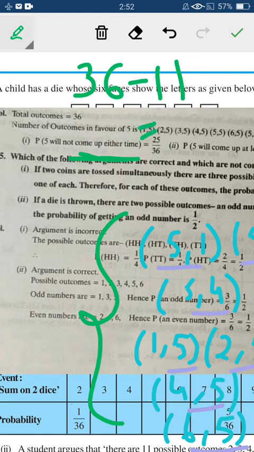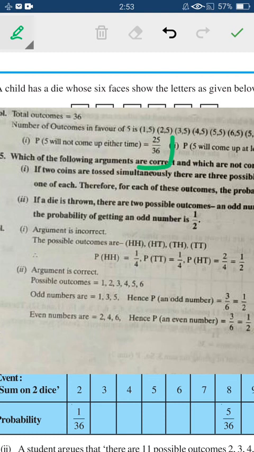So how many are left? Total left are 25, which does not contain 5. I hope it is very much clear to you. So total favorable outcomes that does not contain 5 either time is 25 and total outcomes are 36. So probability is 25 out of 36.